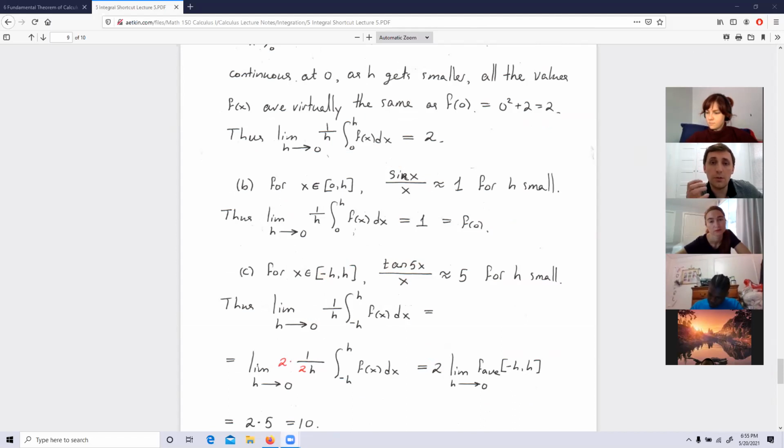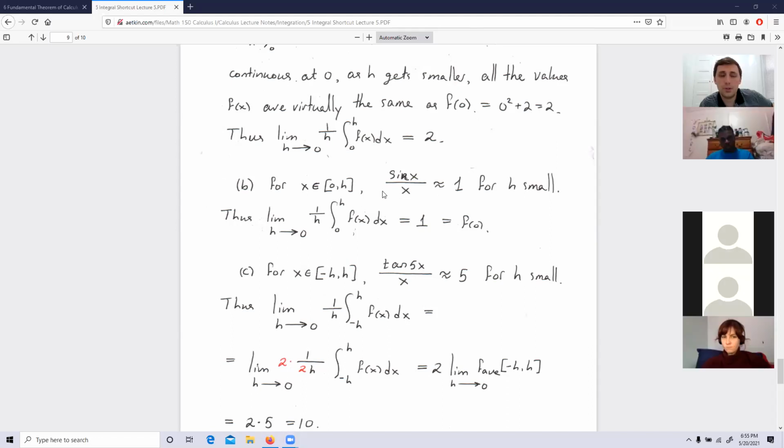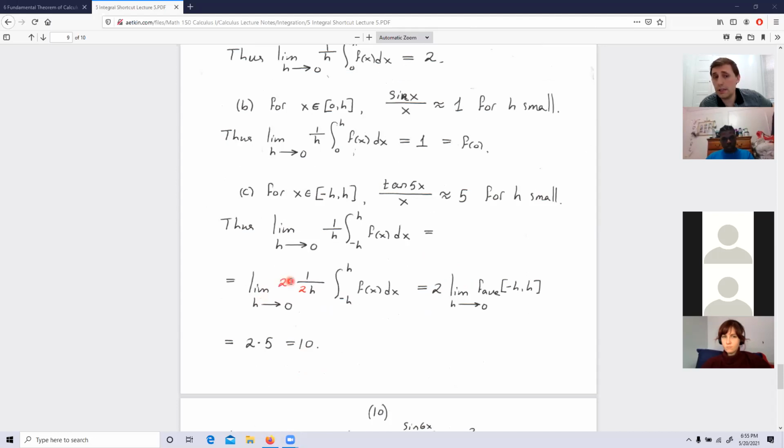Yes? Tangent of 5x, if x is very close to 0, is essentially 5x. So this limit is like 5x over x, which is essentially like 5. But we had a 2 multiplying it, yes? So the answer is 10.